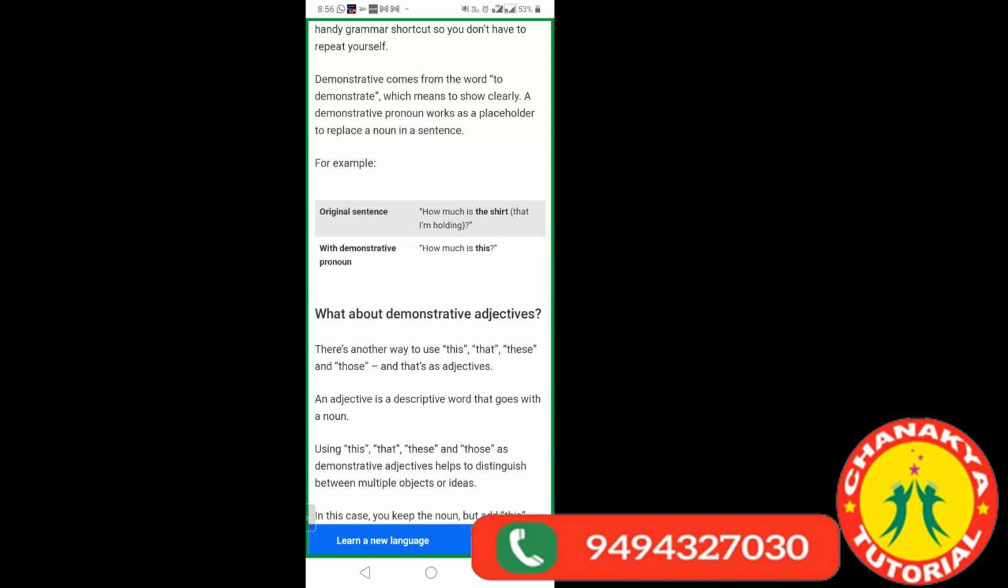This, I will be showing the shirt and I'll be telling this. I don't want to say again and again the shirt, the shirt, the shirt in the upcoming lines. I will just say this, right? Instead of lagging the sentence, instead of using the noun, the hero of the sentence, again and again, we can replace it with this, right?